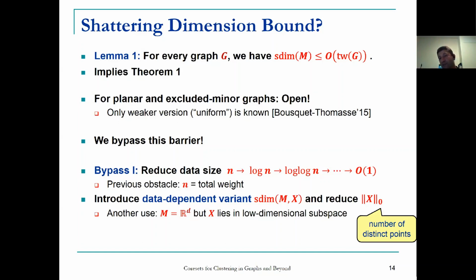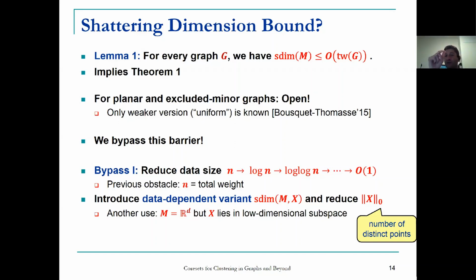So if I get smaller and smaller data, this is what I call here the L0 norm of x, because I think of x as a set of points with weights. Maybe in the beginning each point has unit weight. Then when I go to a coreset, I have fewer points, but with high weights. So I use this zero norm notation to count the number of distinct points. I allow the shattering dimension to depend on this zero norm of x.